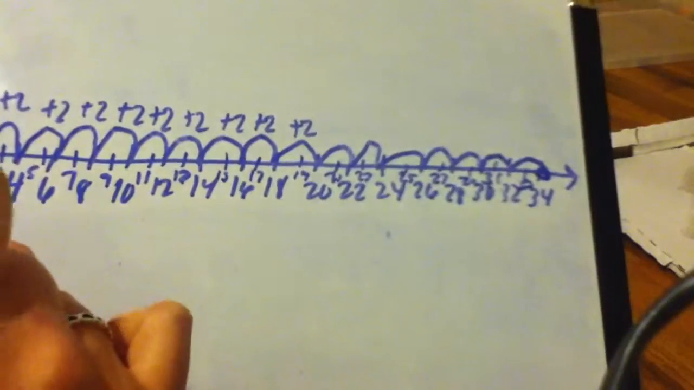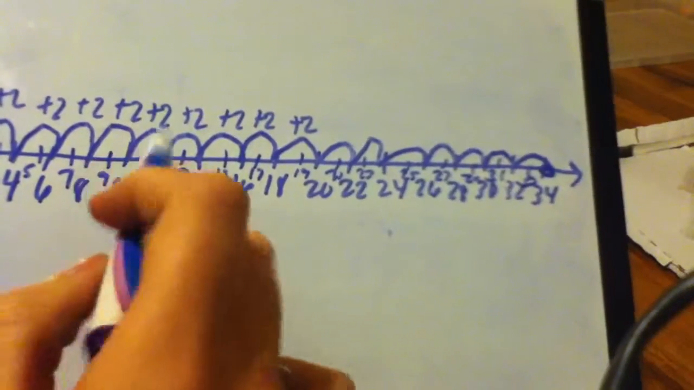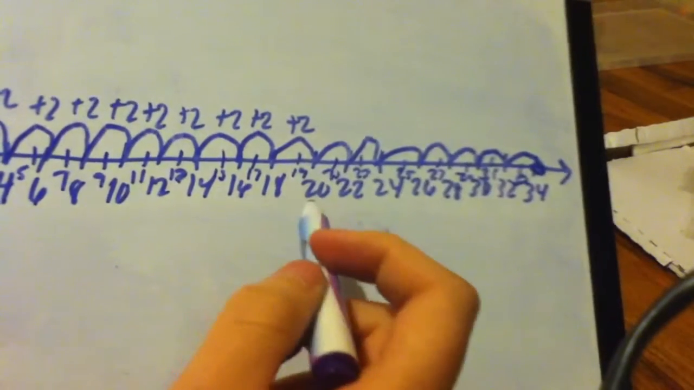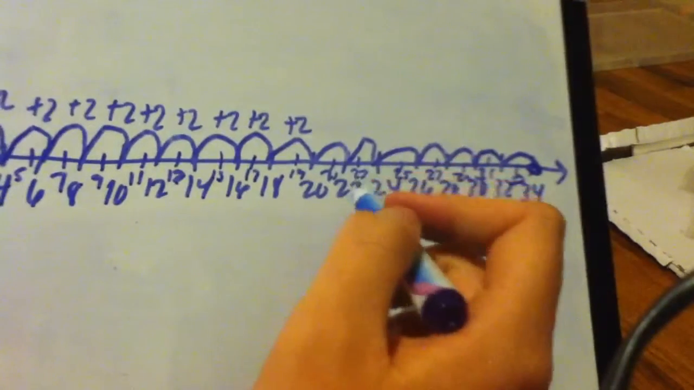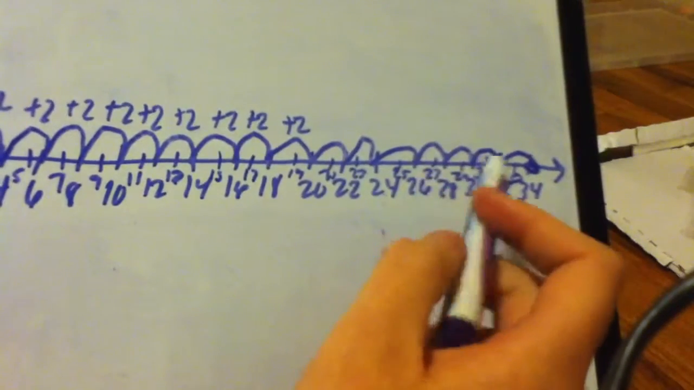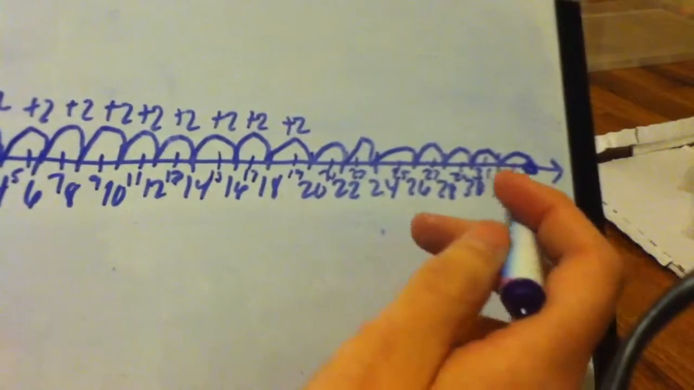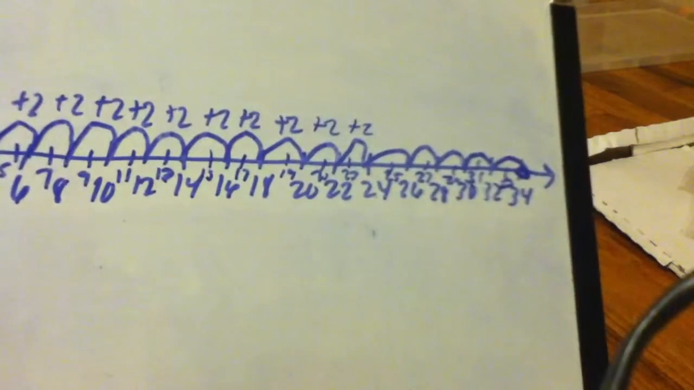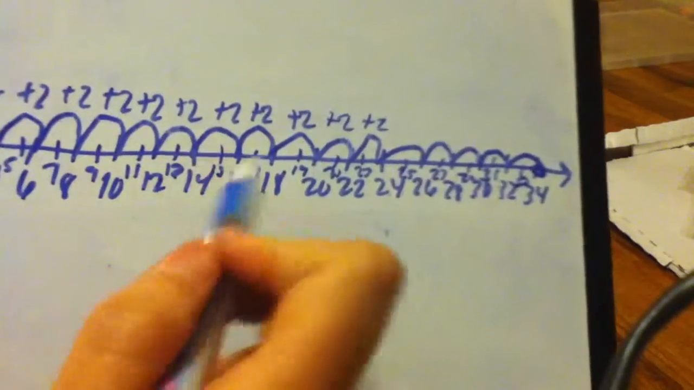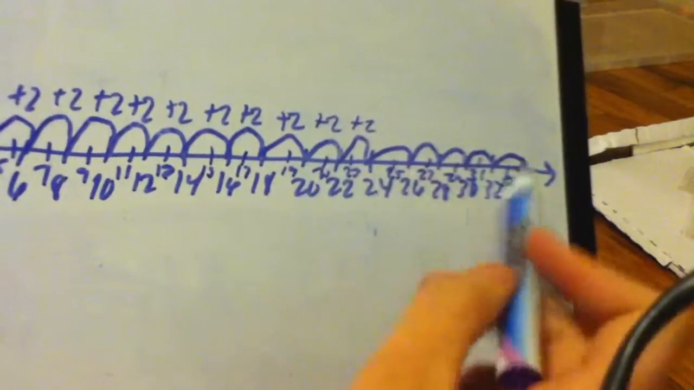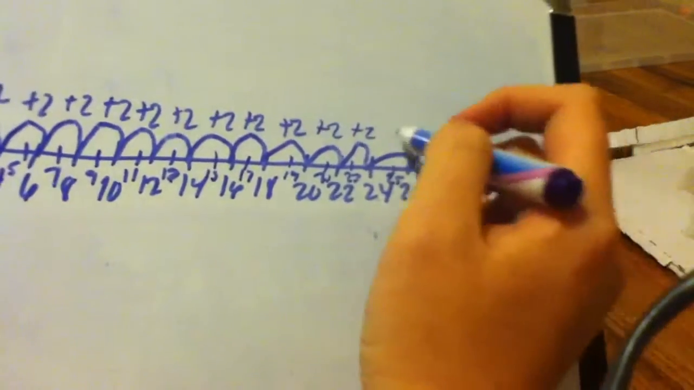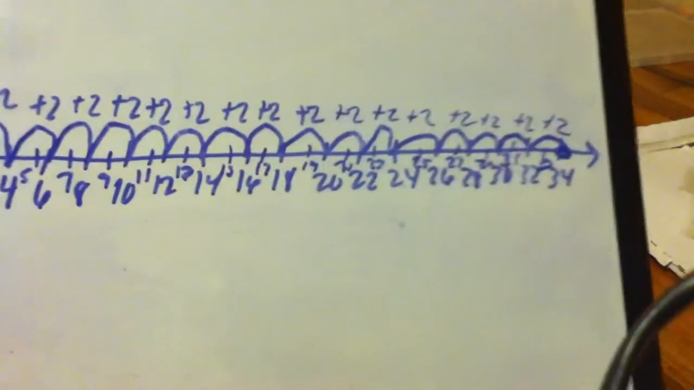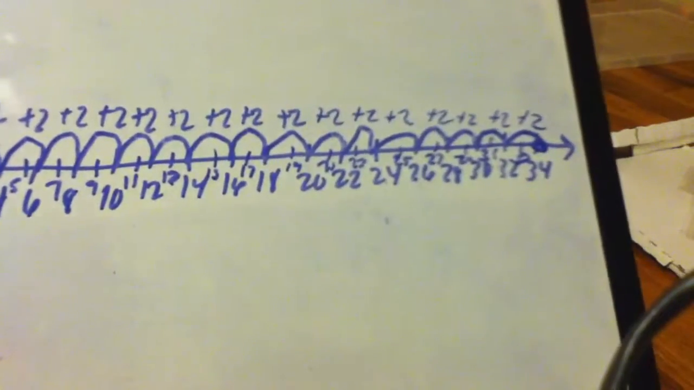If we just go 1, 2, 3, 4, 5, and so on up to 34, skip counting by 2 makes us go a lot faster. 2, 4, 6, 8, 10, 12, 14, 16, 18, 20, 22, 24, 26, 28, 30, 32, 34. That got us to 34 a whole lot faster than just counting by ones. So you just add 2 every time.